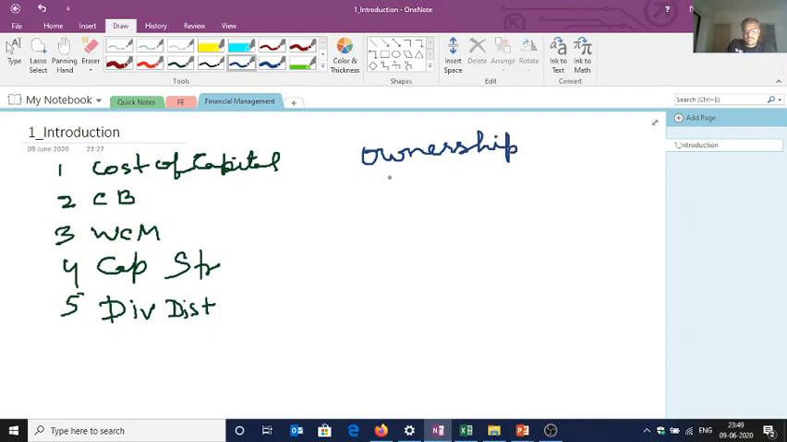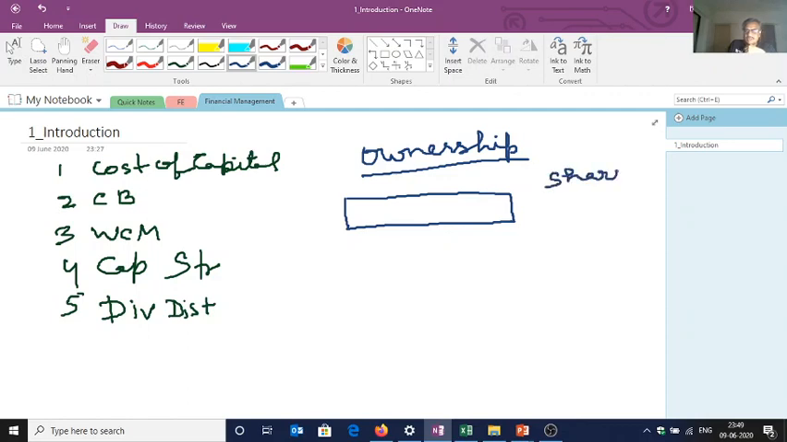Ownership in a company, if you look at it, is divided. If I draw this as the ownership, you will find that the whole ownership of a company is divided into some units. That unit is known as shares, or if I just refer to the US stock market, I can call it stocks.